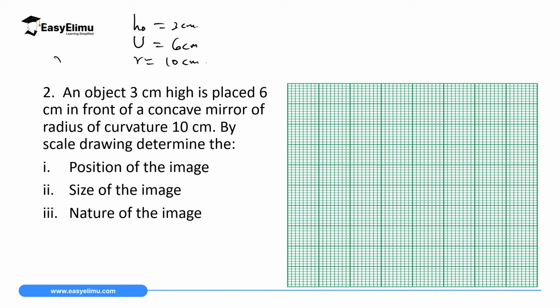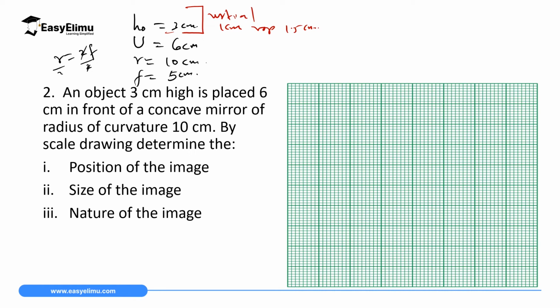Then if we have the radius of curvature, we can get our focal length. If we divide r by 2, we'll get our focal length as 5 centimeter. So in this case, if we identify the scales that we have, the vertical scale lies under the image object height, and in this case, the maximum is 3. So 1 centimeter will represent 1.5 centimeter.